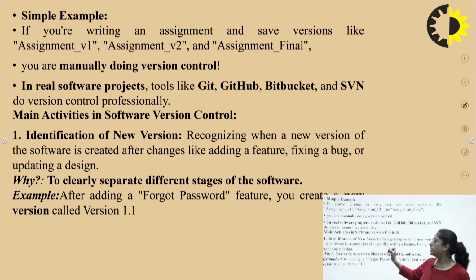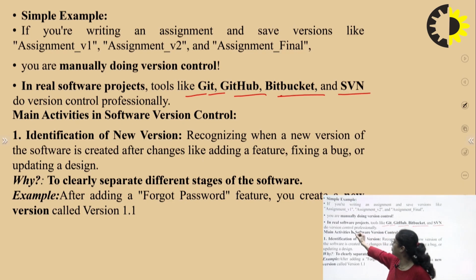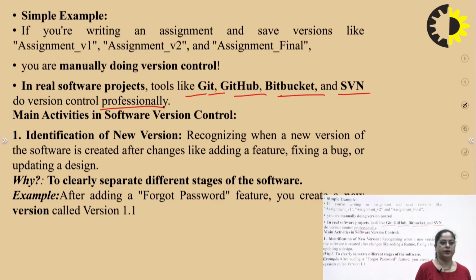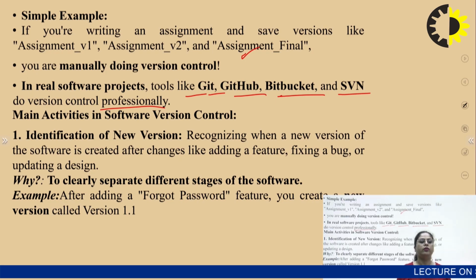In real software projects, tools like Git, GitHub, Bitbucket and SVN do the version control professionally. In this example, assignment version 1, assignment version 2 and assignment final, we are doing this version control manually. But in software projects, there are some tools used for version control, like Git, GitHub, Bitbucket, SVN, etc.